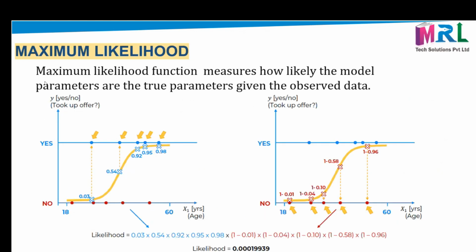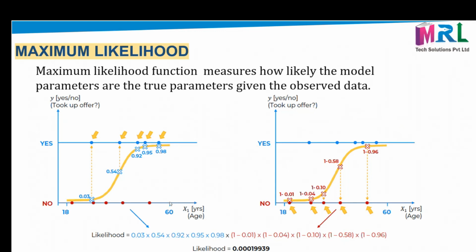In linear regression, we used gradient descent to optimize the error. Here we are going to use the maximum likelihood function. So what is this maximum likelihood function?